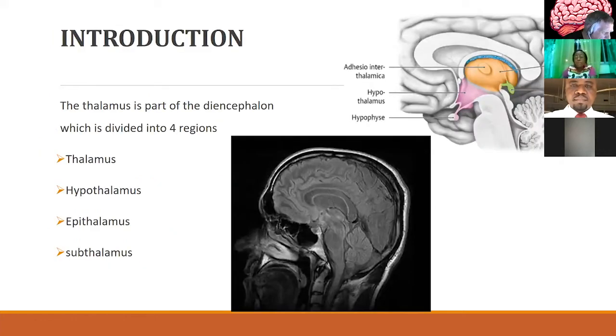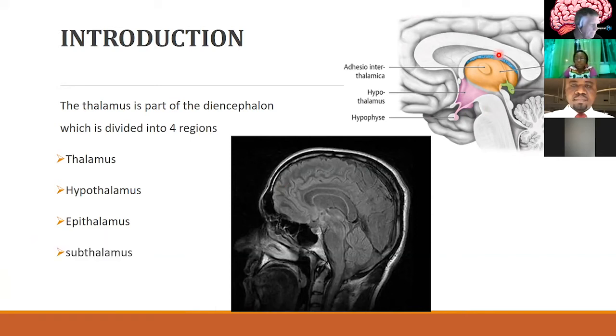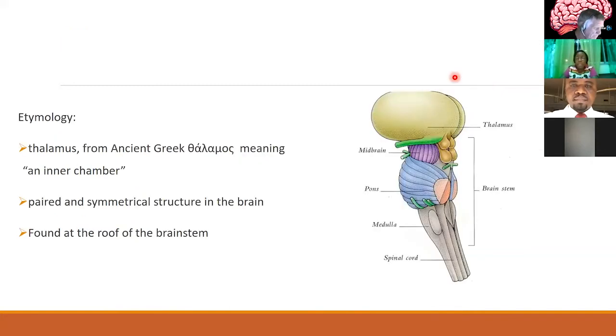The thalamus is part of the diencephalon, which is divided into 4 regions. We have the thalamus itself. Inferior to it, we have the hypothalamus. Posteriorly, we have the epithalamus, and inferiorly, we have the subthalamus. Etymologically, the thalamus is derived from a Greek word meaning an inner chamber. It's a paired and symmetrical structure found at the roof of the brainstem.